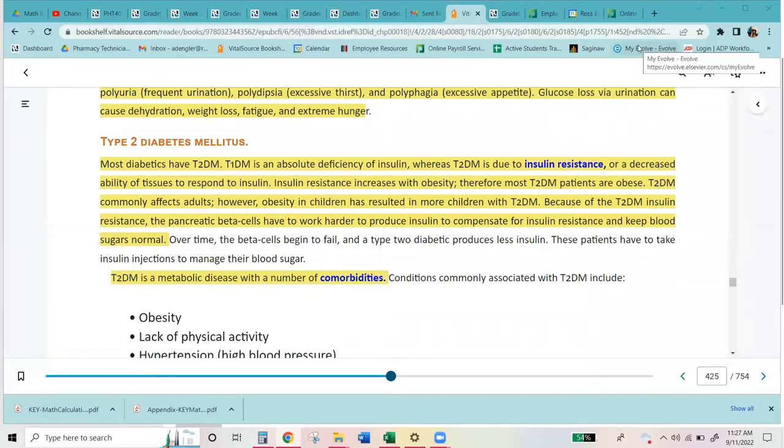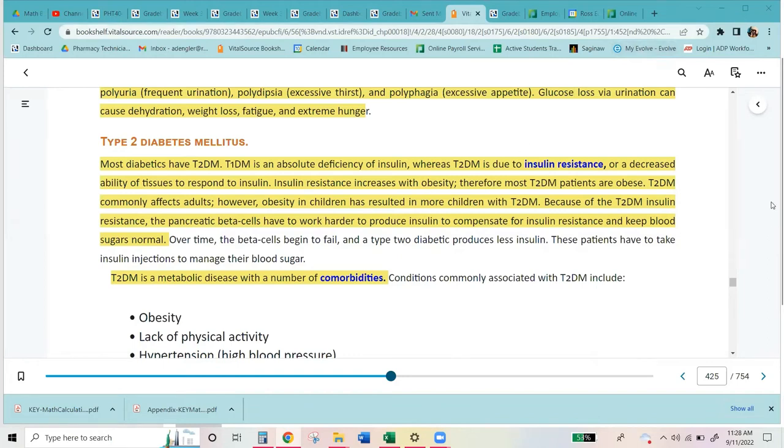Most diabetics have type 2 diabetes. Type 1 is an absolute deficiency of insulin, whereas type 2 is due to insulin resistance or a decreased ability of tissues to respond to insulin. Insulin resistance increases with obesity, therefore most type 2 diabetes patients are obese. This commonly affects adults, however, obesity in children has resulted in more of them with type 2 diabetes.